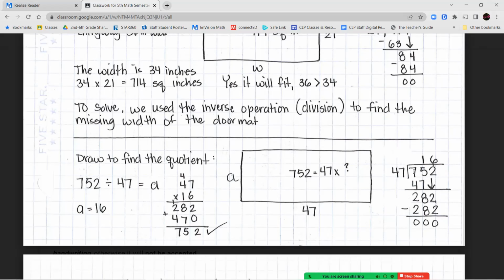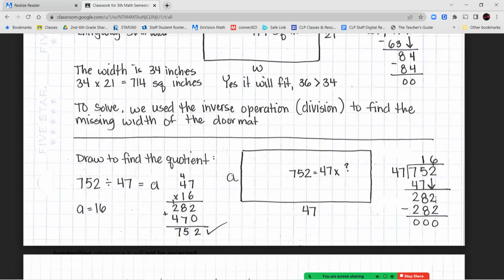I used long division. There's only one group of 47 in 75. There's no groups in 7, so we use the 2 digits together. There's one group of 47 in 75, so I subtracted that off. I was left with 28. Then I dropped my 2, so now I have 282.